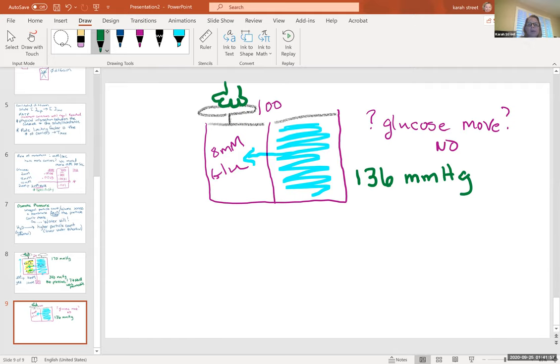If there is an equal particle count across the cell membrane, and if the particles cannot move, that means they're impermeable, then they won't move. And what will? Water.